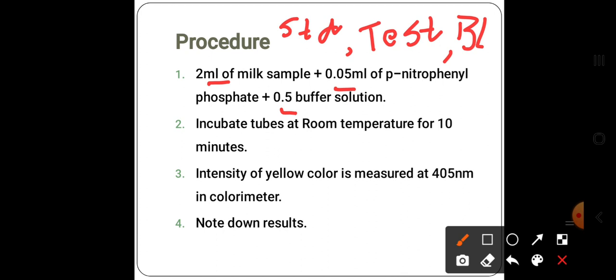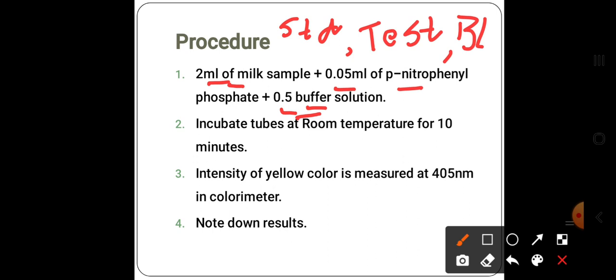In the standard tube we will not take a milk sample, while in the blank we will only add distilled water. In the standard we will only add the substrate and the buffer solution, while in the blank we will only add the milk sample and the buffer solution. The blank tube indicates whether it acts as a control. Blank will act as a negative control, while standard will act as a positive control.